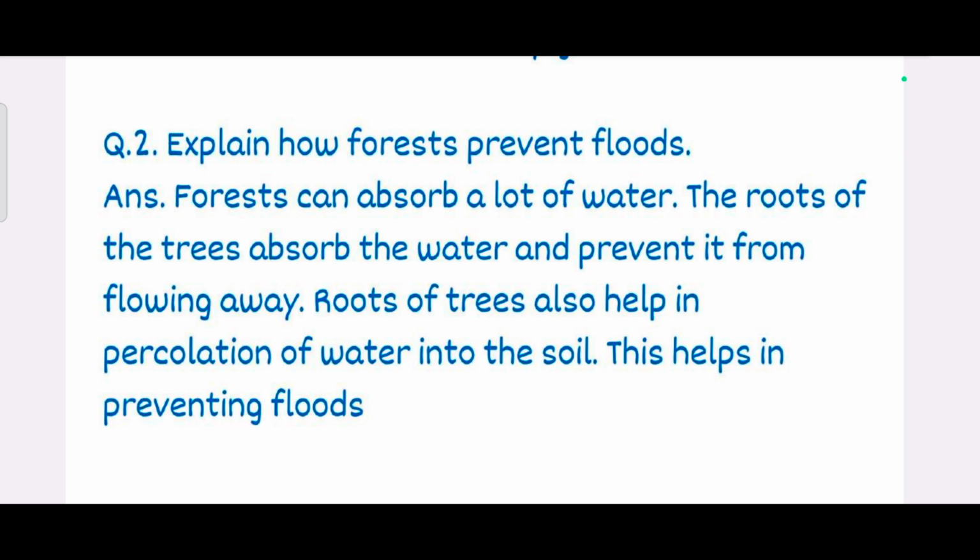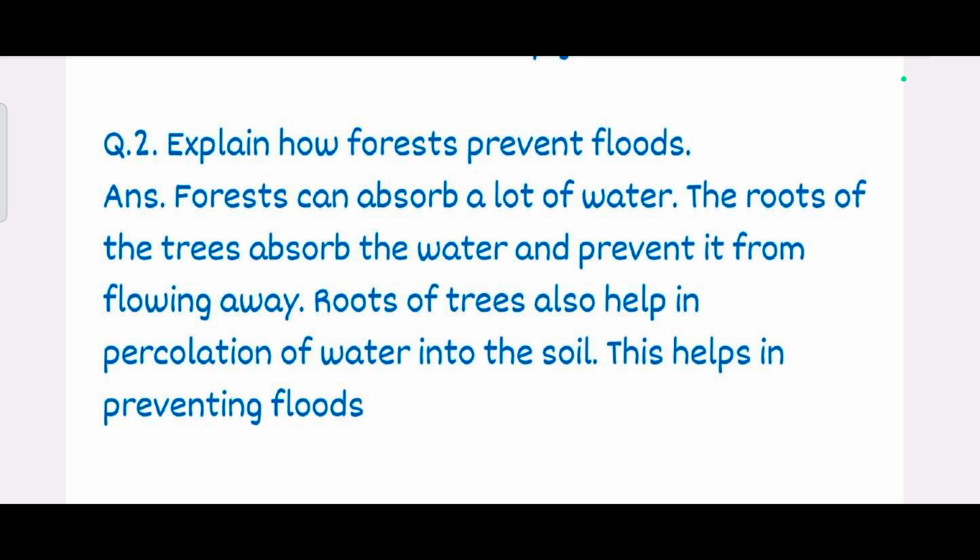The roots of the trees absorb the water and prevent it from flowing away.